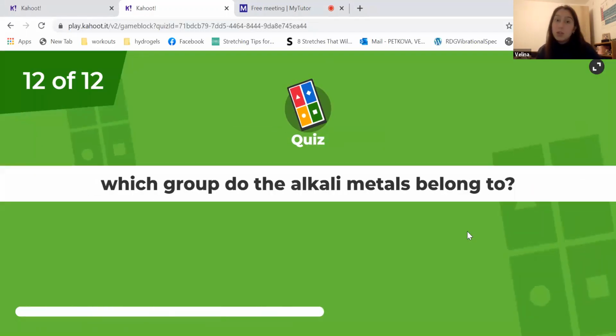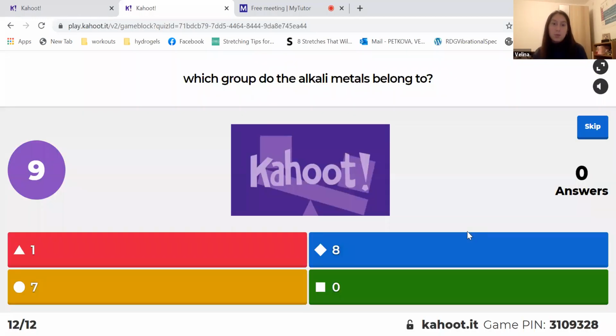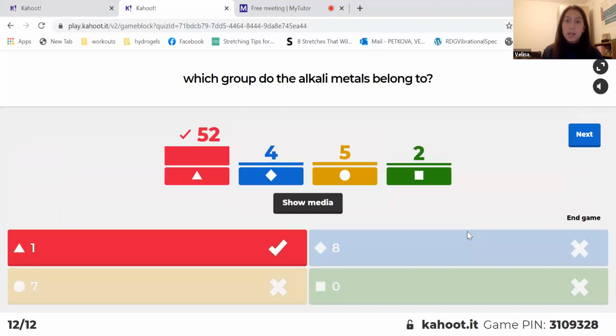Last question, which group do the alkali metals belong to? So this is a bit self-explanatory now. I think just what we said. Yeah, brilliant. So we said that group 8 and group 0 were the noble gases. We just said that group 7 was our halogens. Therefore, our alkali metals are in group 1. Brilliant. Well done to everyone.